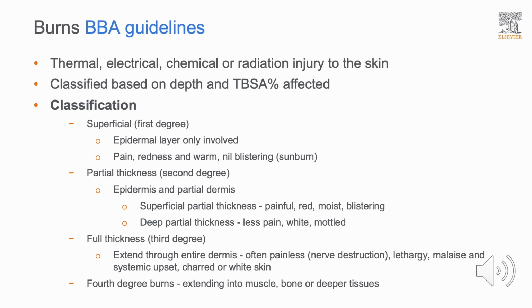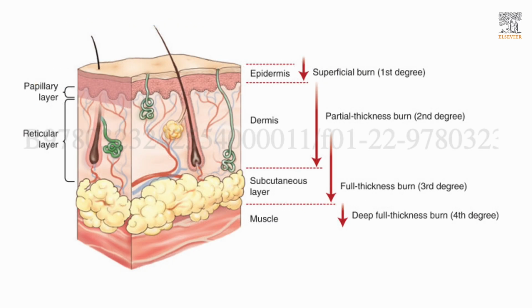Fourth-degree burns extend through the entire full thickness of the skin into the muscle, bone or deeper tissues and are associated with significant morbidity. And here we can see a pictorial overview of the classification of burns based on the depth of penetration through the dermal layers. So you can see that superficial burns, previously known as first degree, involve just the epidermis, with progression through the subcutaneous tissues to the muscle with fourth degree burns.